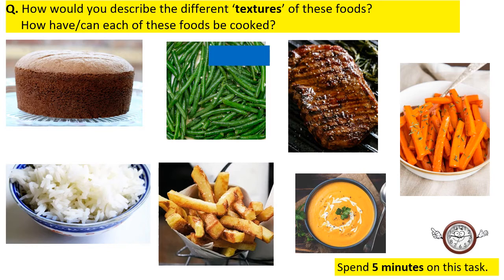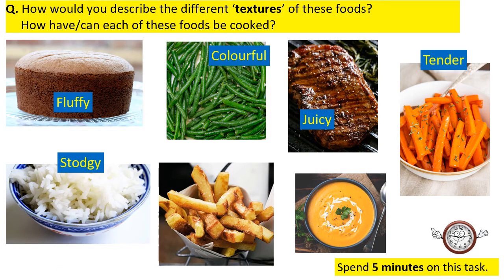We can tell by the cake, it's nice and fluffy, colourful green beans, juicy steak, tender carrots, stodgy rice, crisp chips, and smooth soup. If you were to describe how or look up how each of these have been cooked, cakes, baking. For green beans, you could steam, you could boil, you can blanch. With steak, you can fry, grill.